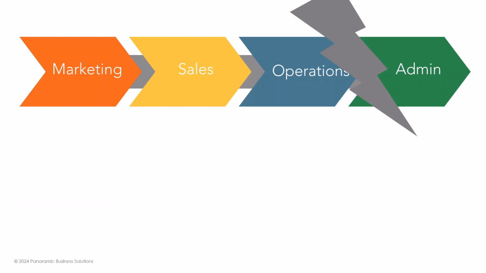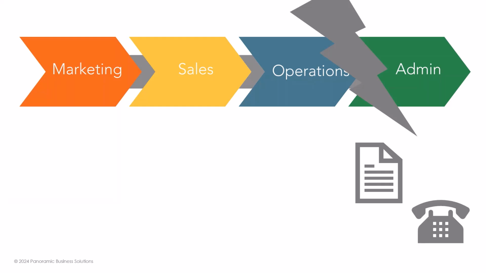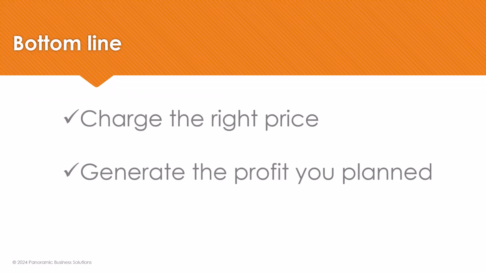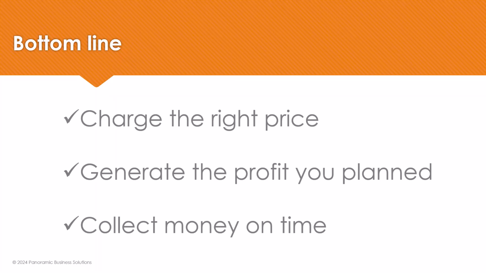But you've got to create systems to actually finish that business cycle. You've got to take the time to send invoices and collect money. It must be consistent whether the business needs the money today or not. The bottom line is, the next time you wonder where did the money go, confirm the right amount of money flowed into your business by charging the right price, generating the profit that you planned, and also invoicing and collecting money on time.